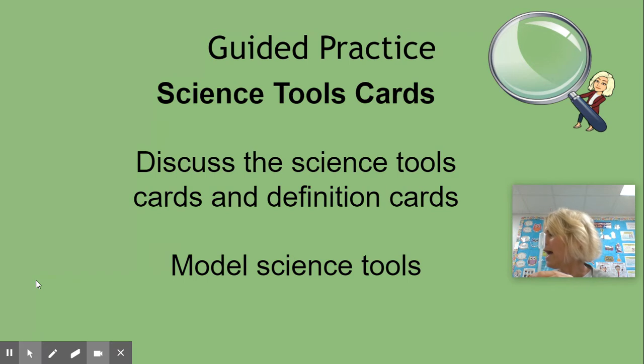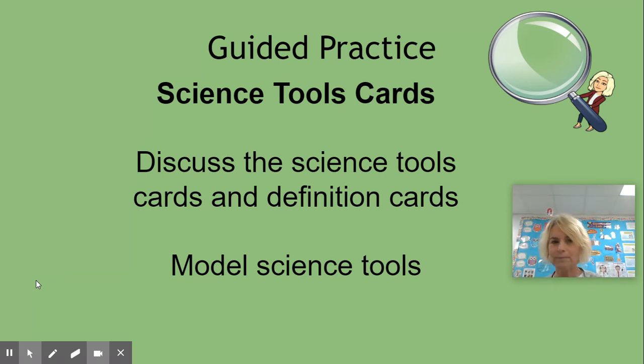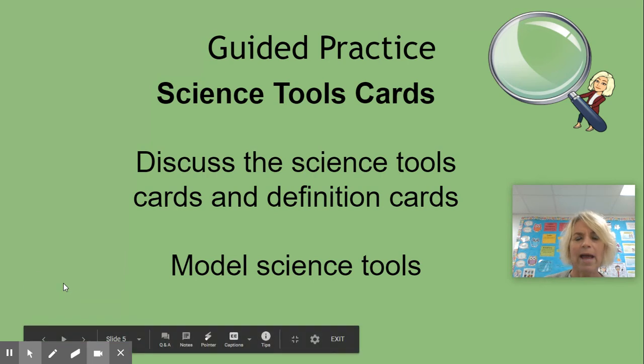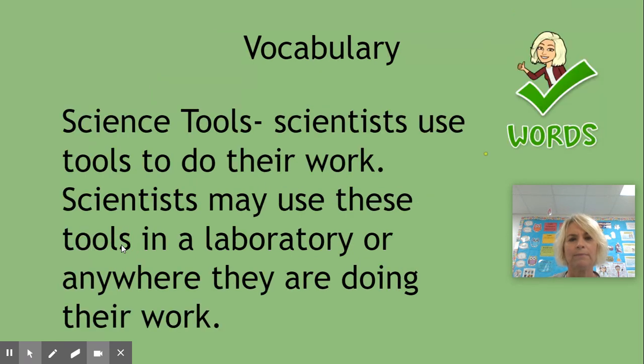I don't have a thermometer with me right now, and I don't have a petri dish with me right now, and I don't have a telescope. But I think that we have seen most of the tools on this paper. So as you get your cards cut out, match them up with the definition, and glue them in your notebook. And maybe you can just draw a line connecting the two. That way it'll be easy to see which one matches with the other.